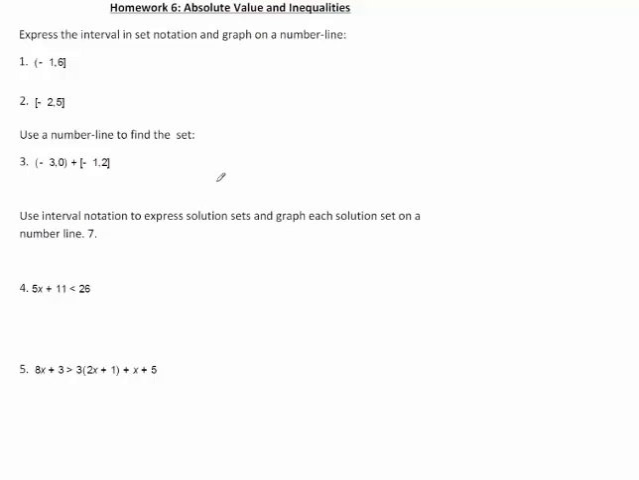Homework 6 starts with absolute value and inequalities, and the first few questions are about graphing things on a number line. Now, in order to graph things on a number line, the first thing you have to do is draw a number line. And a number line simply means a straight line. So let's draw this as a number line.